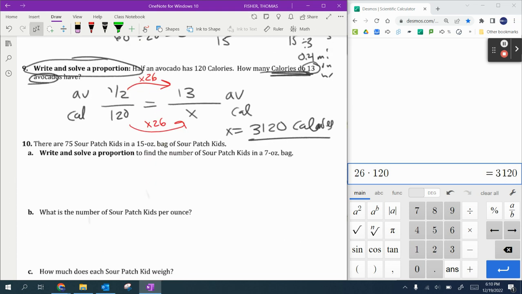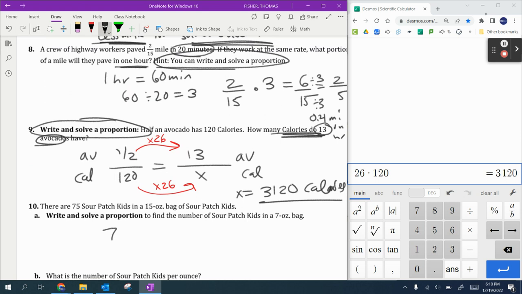And similarly here for 10, we're going to take the rate we're given, 75 and 15. So 75 is the Sour Patch Kids and 15 ounces. And then over here, you want to get to 7 ounces. We don't know how many candies. And then get a scale factor and go from there. So this has to get to X. This has to get to 7.